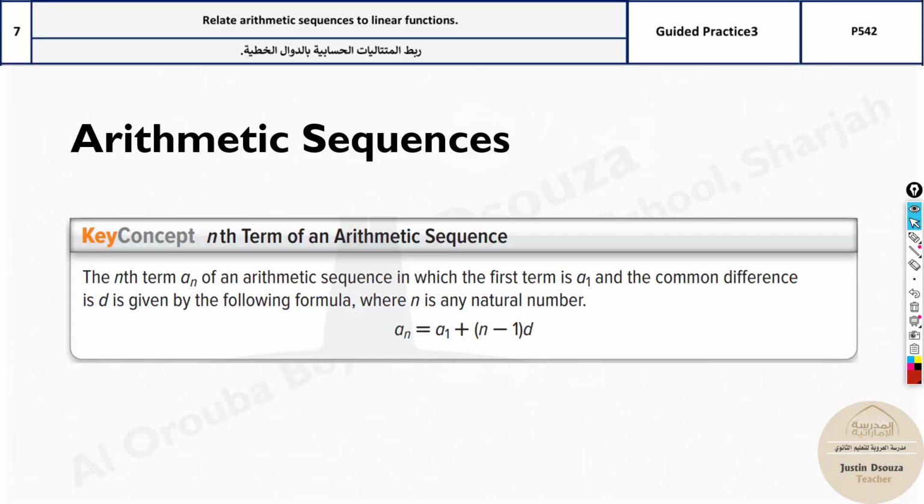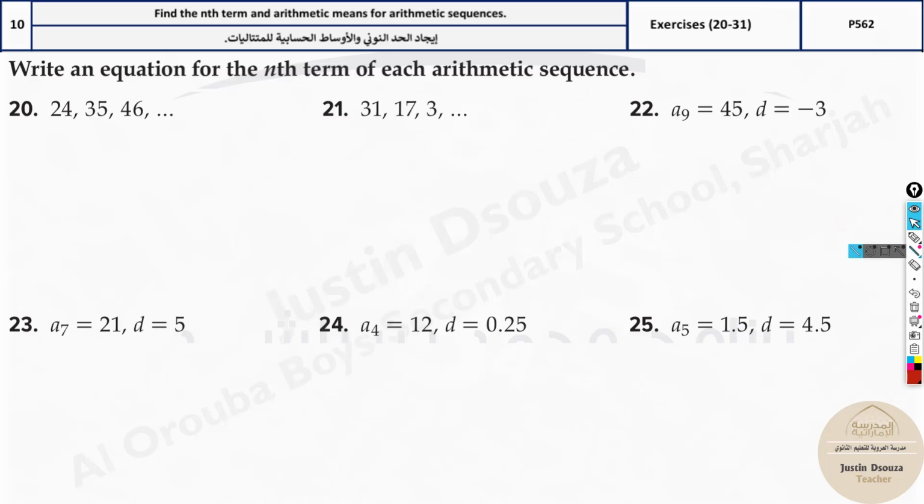So the formula is very simple. We have done this before. An equals the first term plus n minus 1 times the common difference, that is d. Let's look at a problem. I'll solve this. Over here, you need to understand what is the first term, what is the common difference from the given sequences. This is A1. The difference between this, you can just do 35 minus 24 or 46 minus 35. You'll get 11, that is the d. Substitute in the formula.